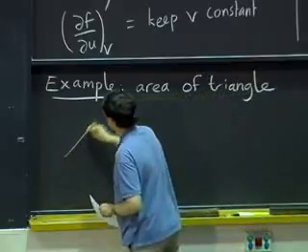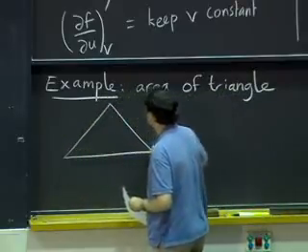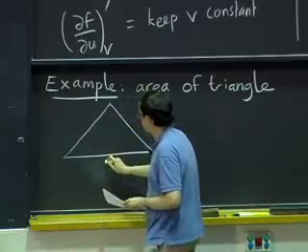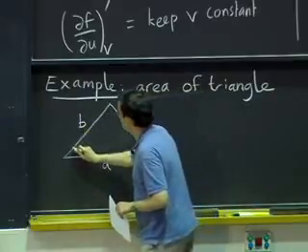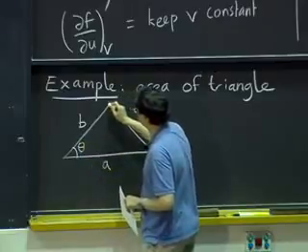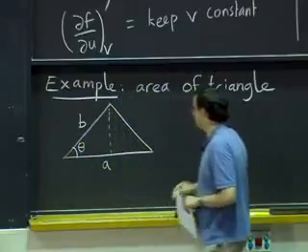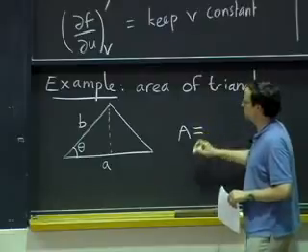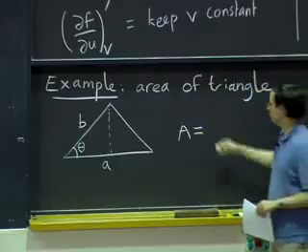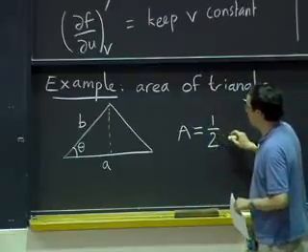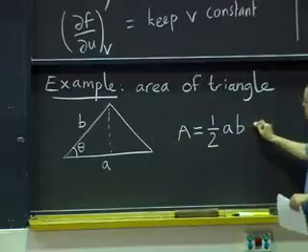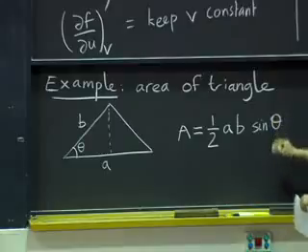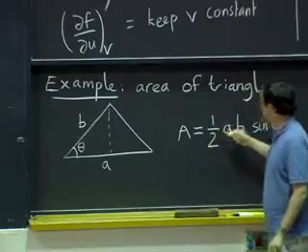Let's say I have a triangle, and my variables will be the sides A and B, and the angle here, theta. So what's the area of this triangle? Well, it's base times height over 2. So it's 1/2 of the base, which is A, times the height, which is B sine theta. So that's a function of A, B, and theta.